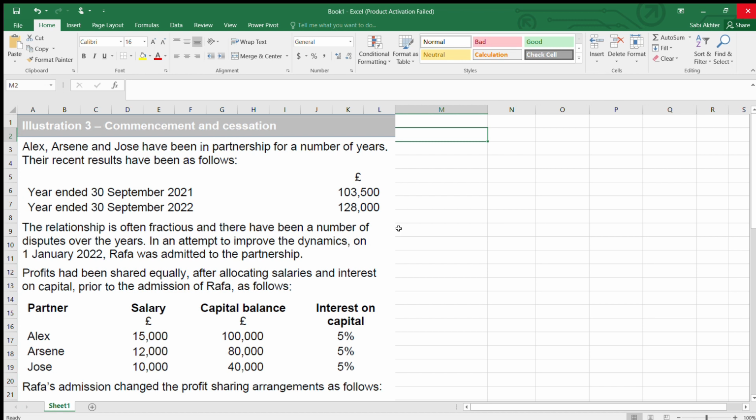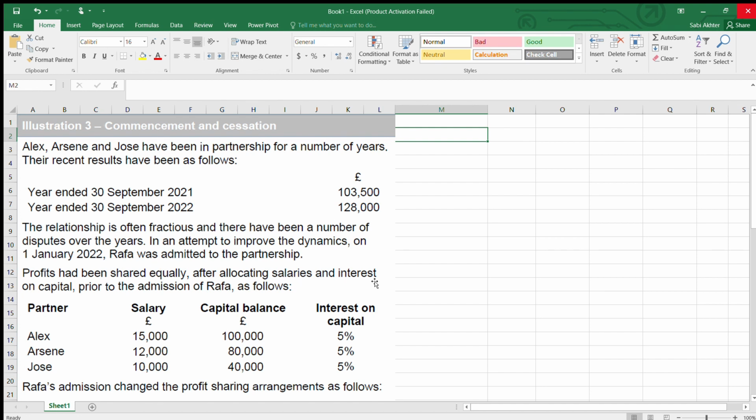Illustration 3 and test your understanding 3. These are the two questions we are going to do. Here we have three partners, Alex, Arsene and Joss, before a new partner joins in the middle of the year, with salaries given, capital balance and interest on capital. We have been given the two years' profits. On 1st of January 2022, Rafa was admitted to the partnership. Profits are shared equally before the admission of Rafa.